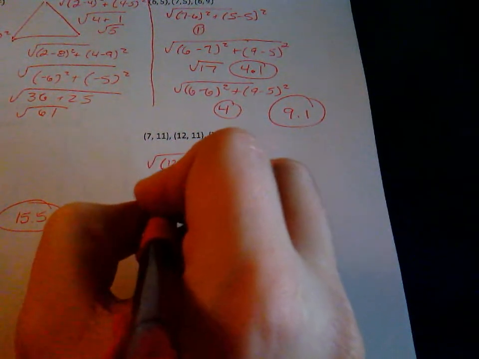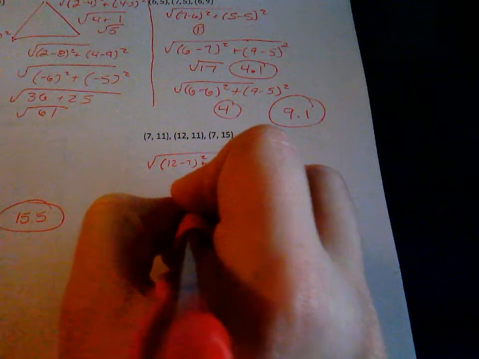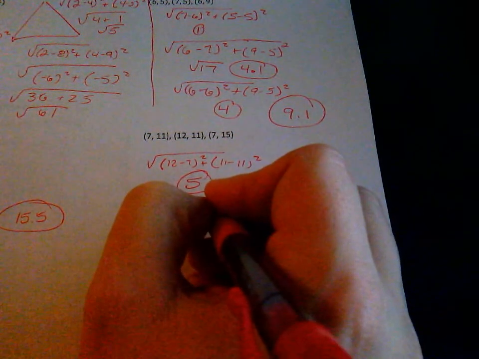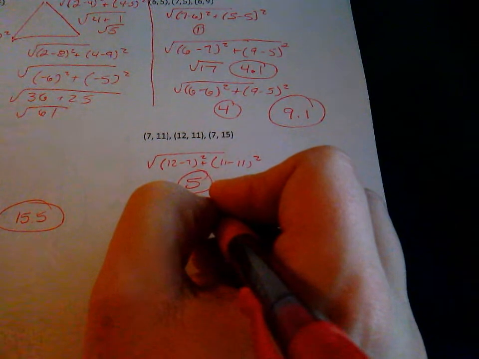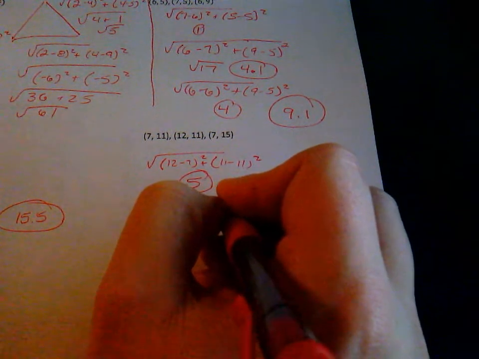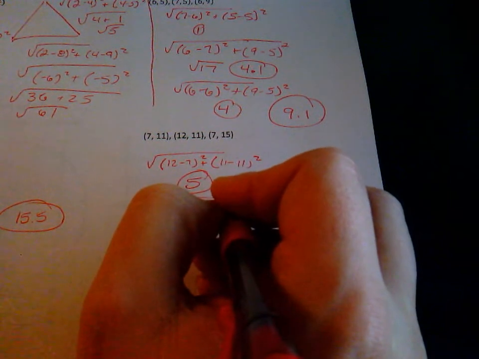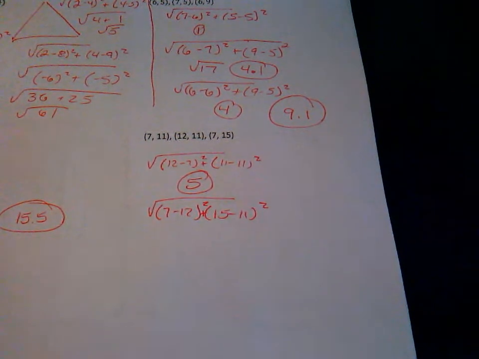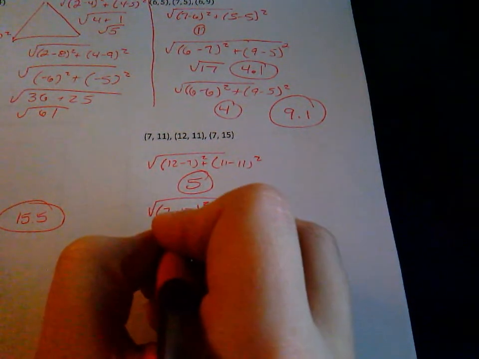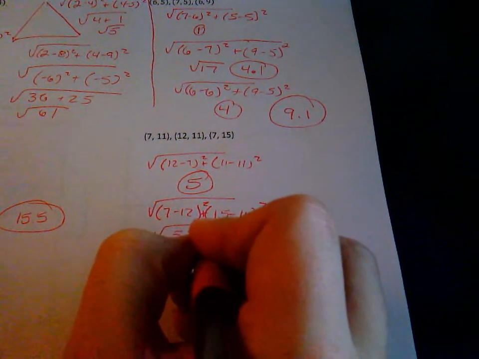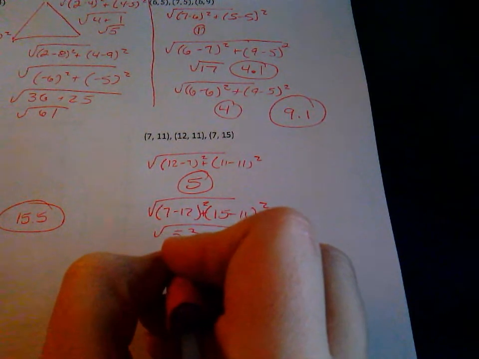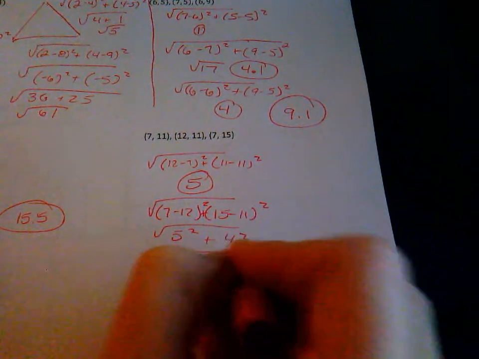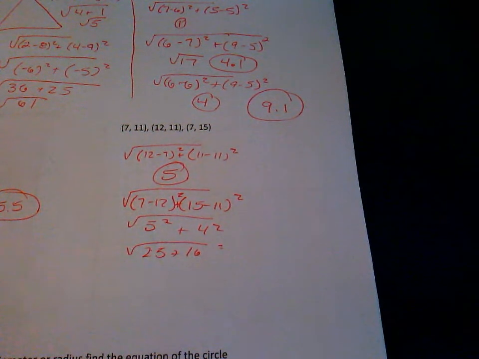Next one, this is going to be 7 minus 12 squared plus 15 minus 11 squared. So this is going to be the square root of 5 squared plus 4 squared, which will be the square root of 25 plus 16, which will equal 41. The square root of that will be 6.4.